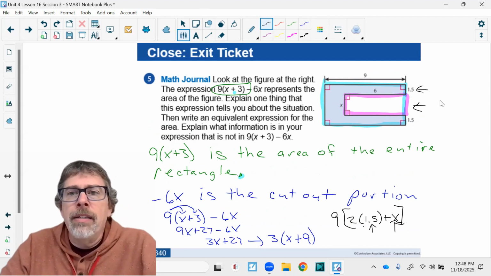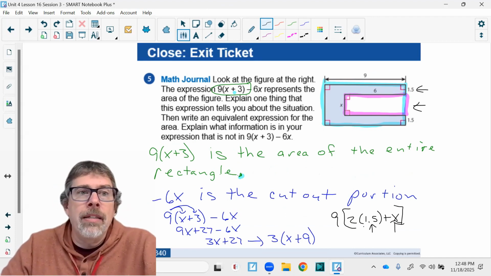Okay, so that was the exit ticket. So this is the end of lesson 16, session 3.